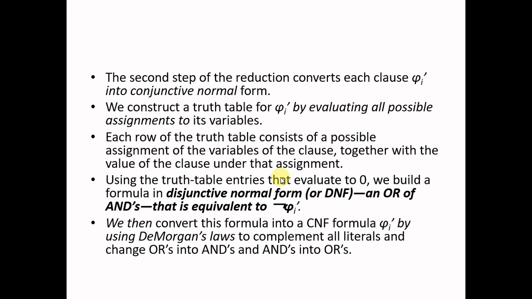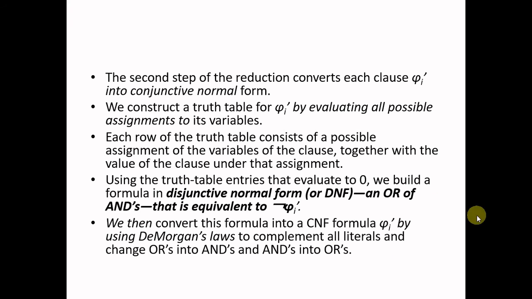What we are trying to do is take the truth table entries and build a disjunctive normal form, that is DNF, an OR of ANDs, that is equivalent to negation phi a dash. We then convert this formula into the CNF formula phi a dash by using De Morgan's laws to complement all literals and change ORs into ANDs and ANDs into ORs.